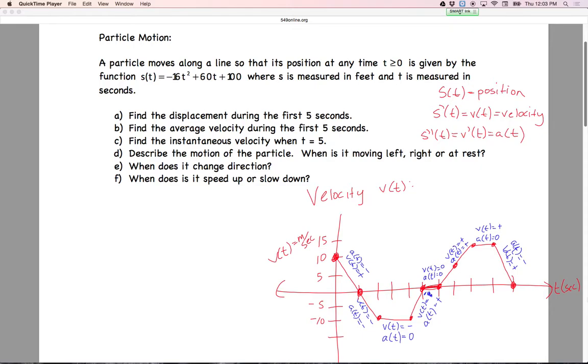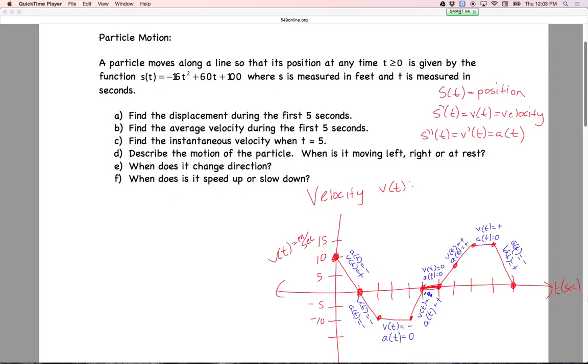So can anybody look at this now, Jacob, and tell me how you can summarize when it's speeding up and slowing down? Sign. What about the signs? They're both the same. They're speeding up. All right, that's the key.